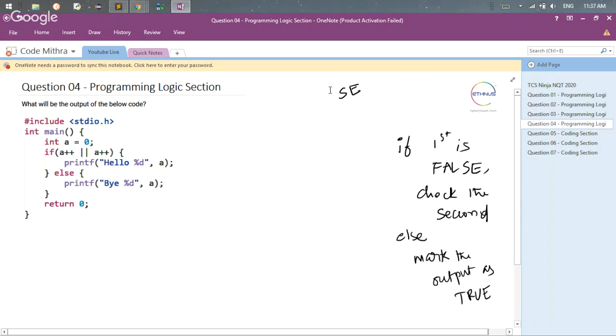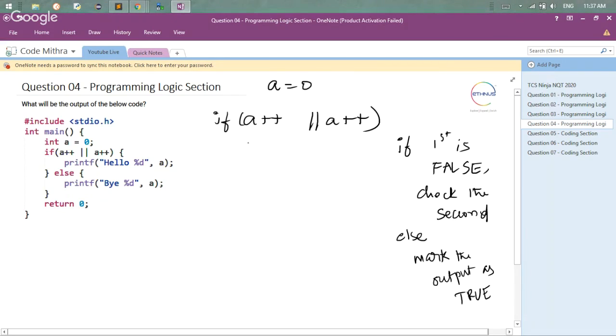Now let's quickly look at this question. This question says a plus plus, or a plus plus. Here the value of a is 0. If the value of a is 0, a plus plus would actually result in a value of 1. But at this particular moment, a plus plus would get evaluated to 0. A plus plus would get evaluated to 0.